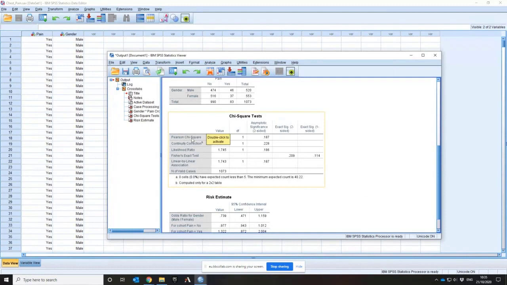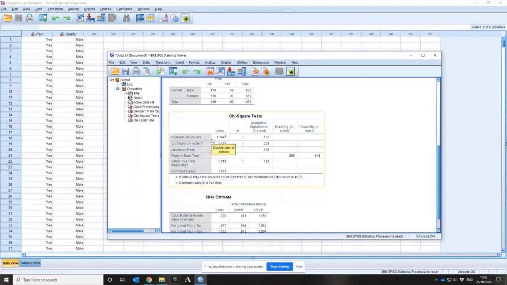The chi-squared test is this row of the table that says Pearson's chi-squared. This number here, 1.744, that is the chi-squared statistic. Degrees of freedom is the number of rows minus 1 multiplied by the number of columns minus 1. And this is the p-value. So in this case, it's 0.187. If that value is not less than 0.05, then there is not a significant difference. So that means the probability of having chest pain is the same in men and women. There's no difference between the two groups.